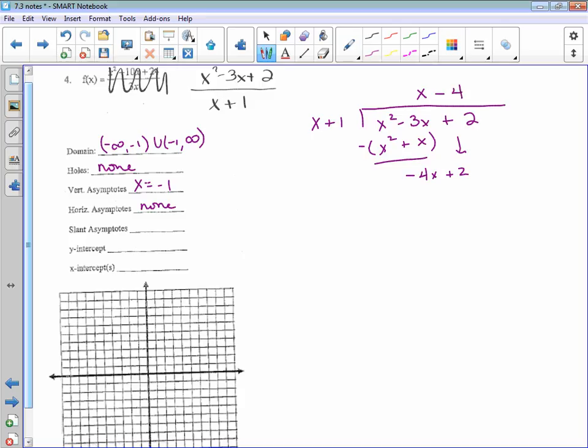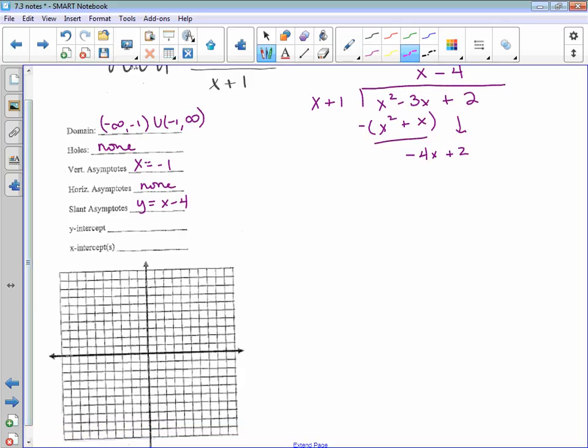If I multiply that out and subtract and do all of that, I'm just finding the remainder, right? We do not care about the remainder when we find a slant asymptote, so you can stop right there. So your slant asymptote is y equals x minus 4. How are you going to graph y equals x minus 4 plus 2 over x plus 1? So you're going to graph the line y equals x minus 4.